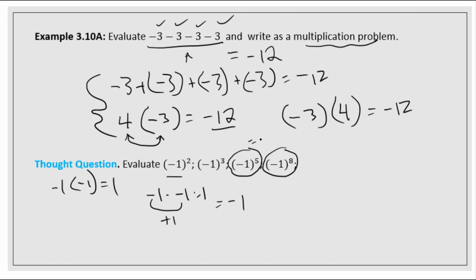The answer here is a negative 1, and the answer here is a positive 1. Raised to an even power, you're going to have pairs. You won't have one left over, all pairs. Odd power, you'll have one left over.